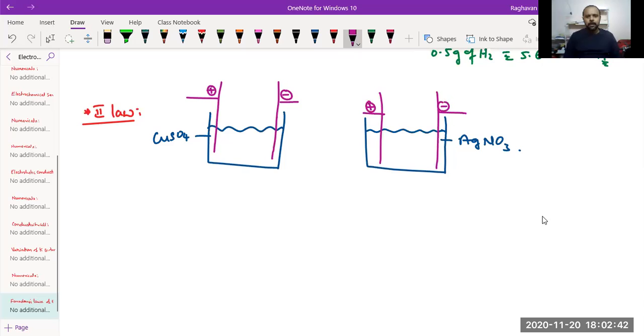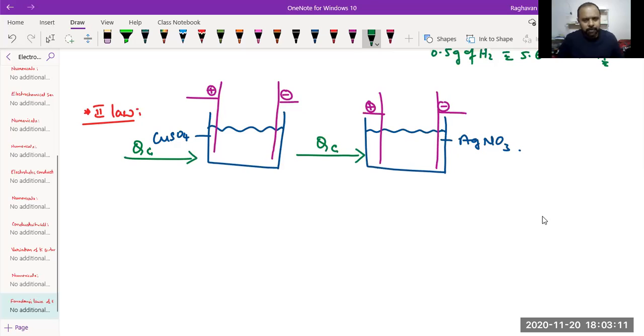Okay. What is one thing that is different? In the second law, I'm going to pass electric current through different electrolyte solutions. But what is the important thing to note? I'm going to pass the same quantity of electric current through both the solutions.